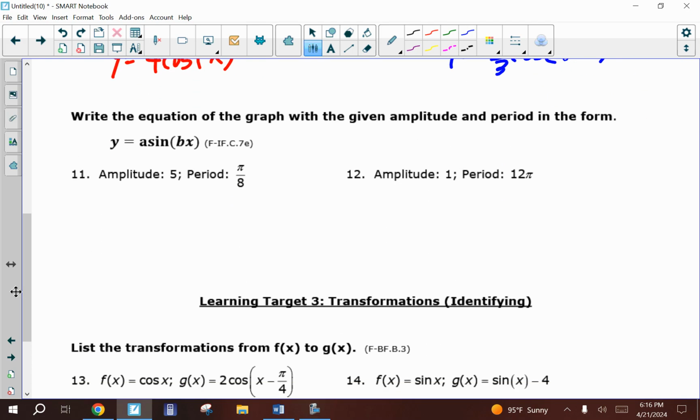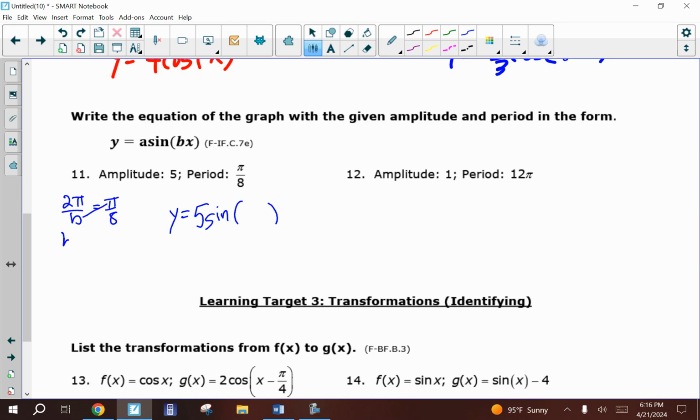Okay, write the equation with the amplitude and the period. So another one just like what we just did, except now it's a sine. So amplitude always goes in front. That's your a value. Now this one doesn't have a 2 pi as our period, so that's where we have to do the math. It's 2 pi over b equals pi over 8.